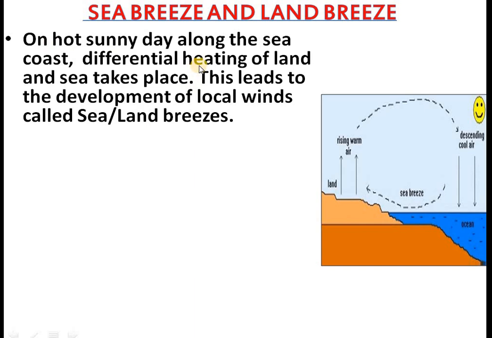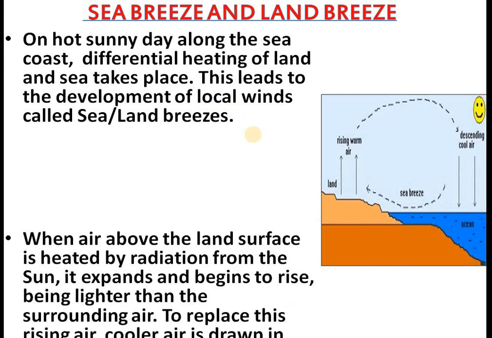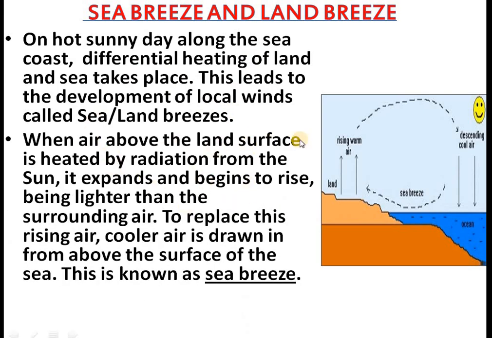On a hot sunny day, what happens? Differential heating of land and sea leads to development of a local wind called land and sea breeze. When air above the land surface is heated by radiation from the sun, it expands and begins to rise. Which air? The air on the land, not on the sea, because it is lighter. To replace this rising air, cooler air is drawn in from the surface of the sea. So this is called a sea breeze.